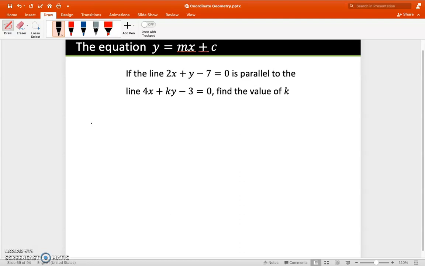We'll figure that out later. So let's just take, first of all, the one on the left, the top one rather. So the 2x plus y minus 7 equals 0.